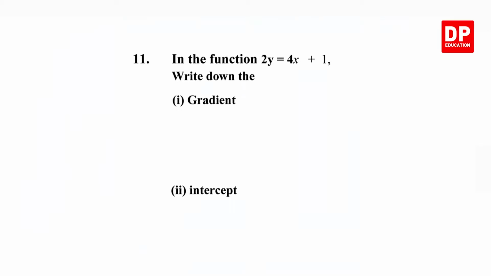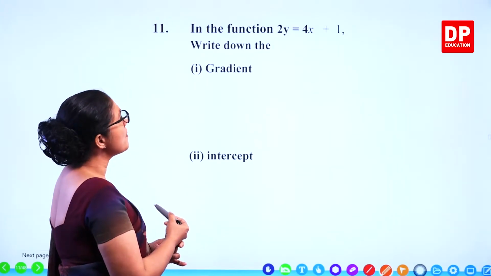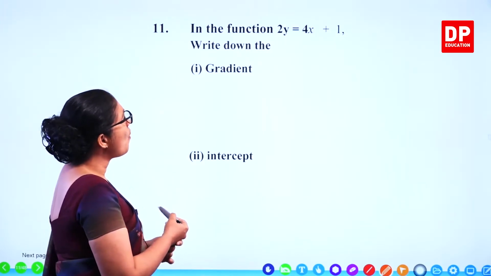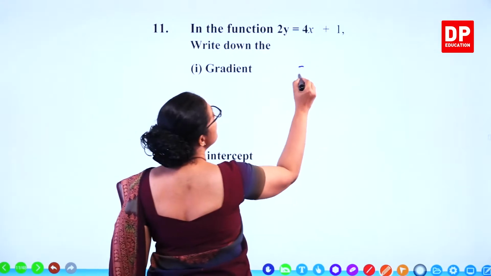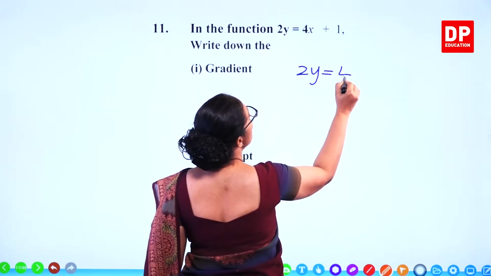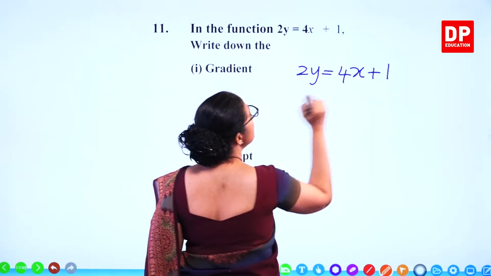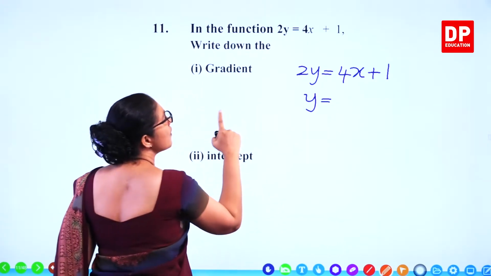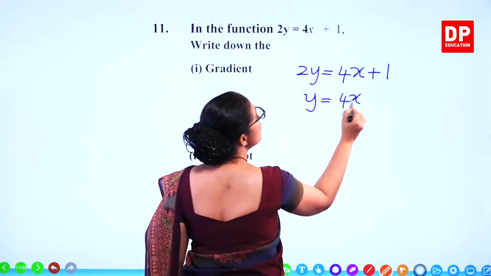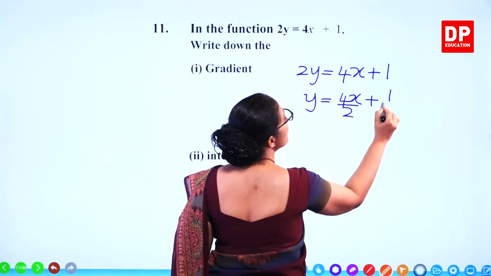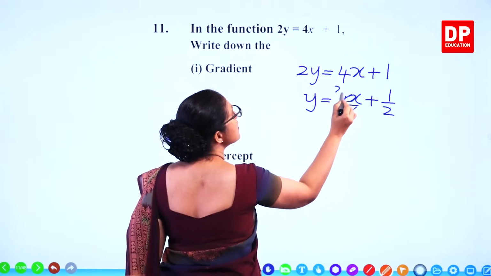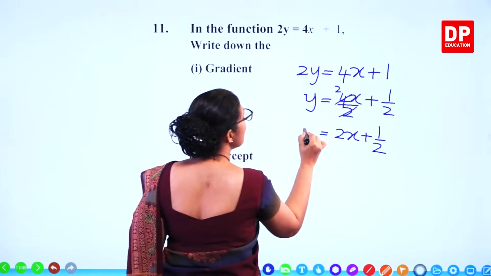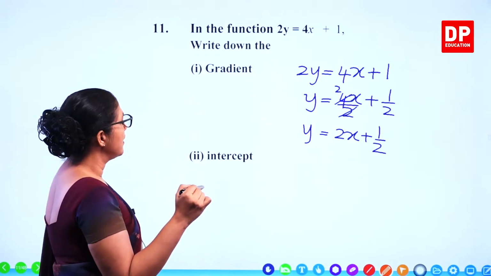Question number 11. In the function 2y equals 4x plus 1, write down the gradient and the intercept. So you have to make y as the subject of the formula. So 2y equals 4x plus 1. Divide the full equation by 2. You get 4x divided by 2 plus 1 over 2. So you get 2x plus half is equal to y.